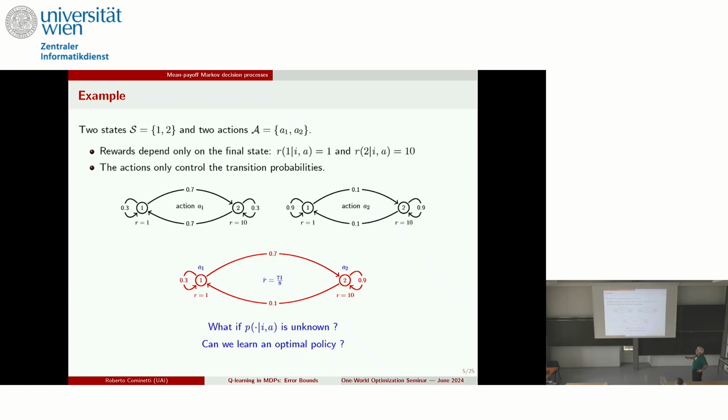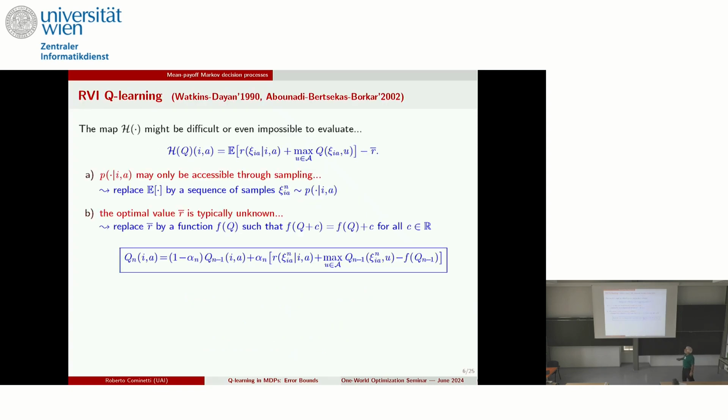The problem is that in many situations, you don't have access to the probabilities. You know that there is some random process behind, but you don't know the probabilities. You only have access to simulations, to samples. And the question is whether we can learn an optimal policy. So here's the map again. It has two difficulties. The first difficulty is what I just said. The probability may only be accessible through sampling.